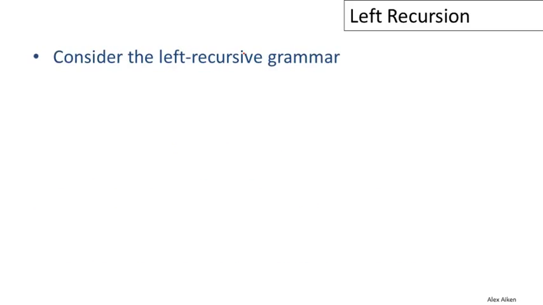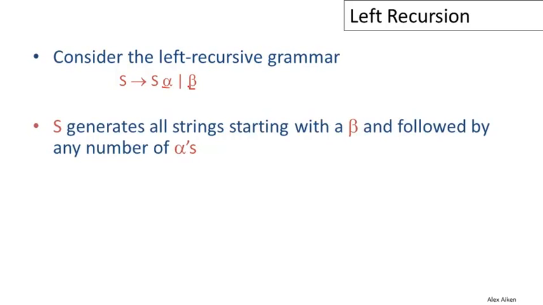Well, this seems like a major problem with recursive descent parsing. And it is a problem, but as we'll see shortly, it's really not so major. So let's consider a left recursive grammar of a slightly more general form. So here we have two productions now for S. S goes to S followed by something alpha, or it goes to something else that doesn't mention S, and let's call that beta. And if you think about the language that this generates, it's going to generate all strings that start with a beta and are then followed by any number of alphas.